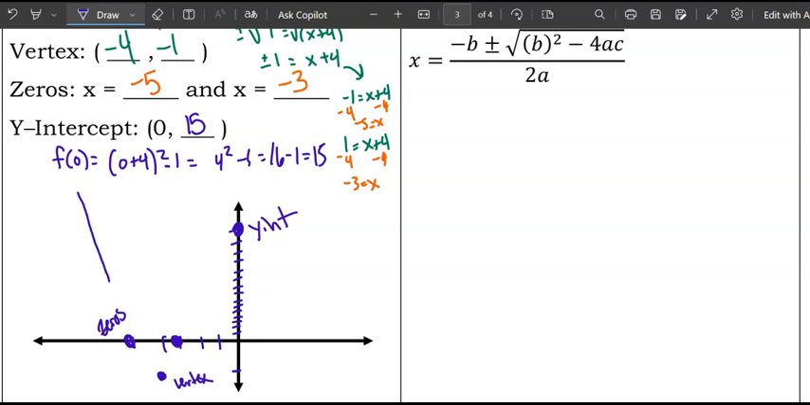And then just draw a quadratic that goes through those points. The rest of it doesn't have to look perfect. You just want to make sure you plot those 4 key points.